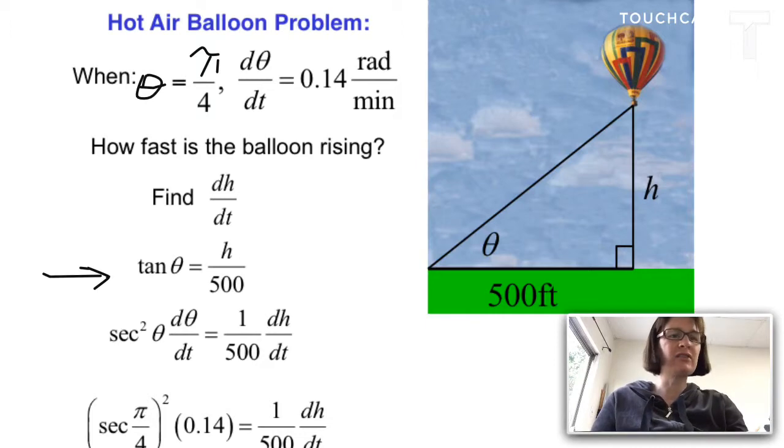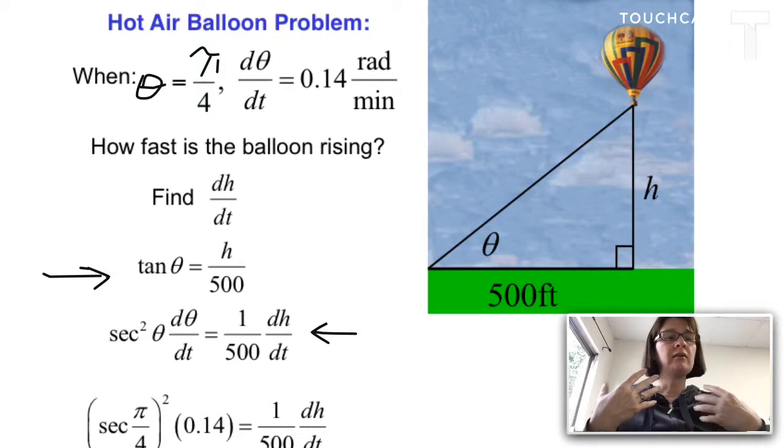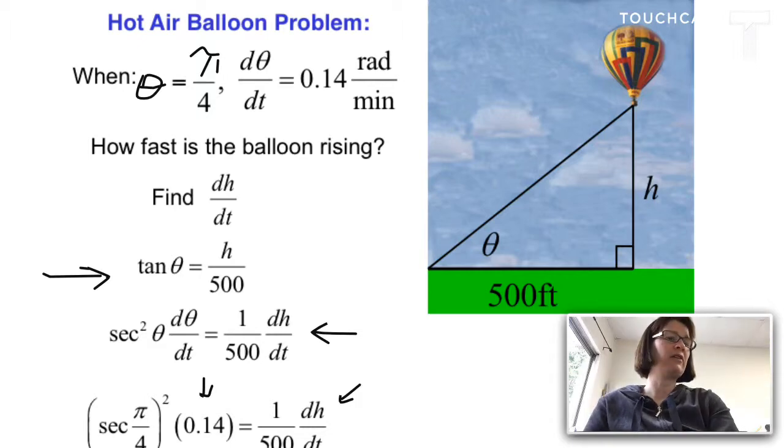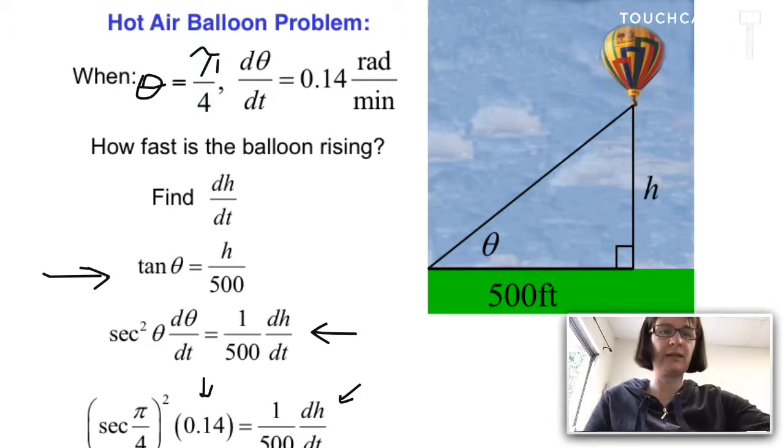Once you have this equation that comes from taking the derivative of both sides with respect to time, all that's left to do is to plug in the information from the original problem. We know that we care about the rate of change of the height at the exact moment that theta is pi over 4. So instead of secant squared of theta, now I can take secant squared of pi over 4. I'm going to multiply by d theta dt, which I know is 0.14, and that's going to have to equal 1/500th dh dt. I'll move to the next slide.